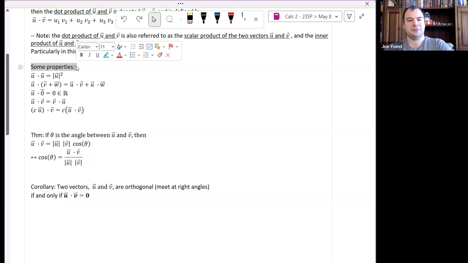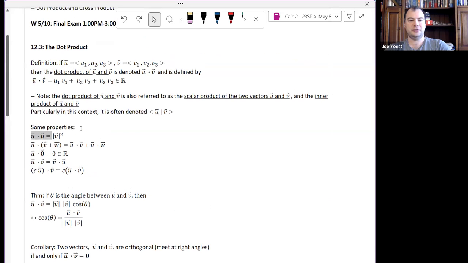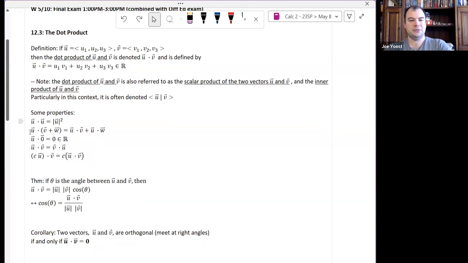Some properties. Note that the dot product of a vector with itself, what would that be? That would be u1 times u1, or u1 squared, plus u2 squared, plus u3 squared. Well, that's the square of the length, right? That's the thing that's under the square root when we compute the length of a vector. So a vector dotted with itself is the square of its length. Or analogously, the length of a vector is the square root of the dot product of that vector with itself.